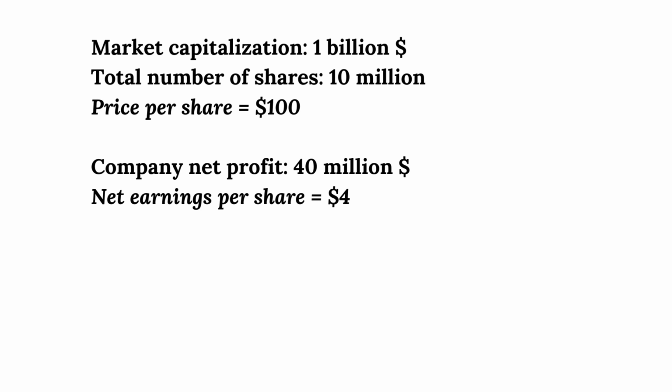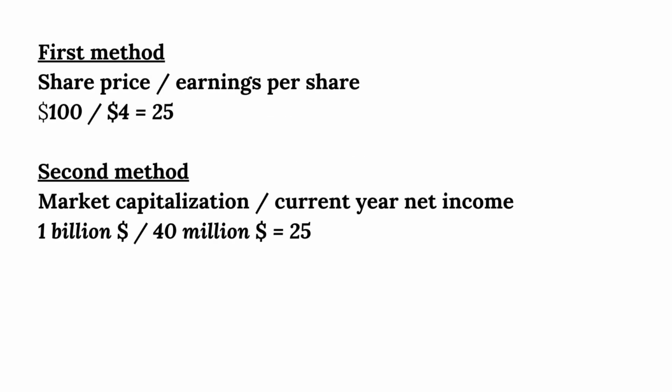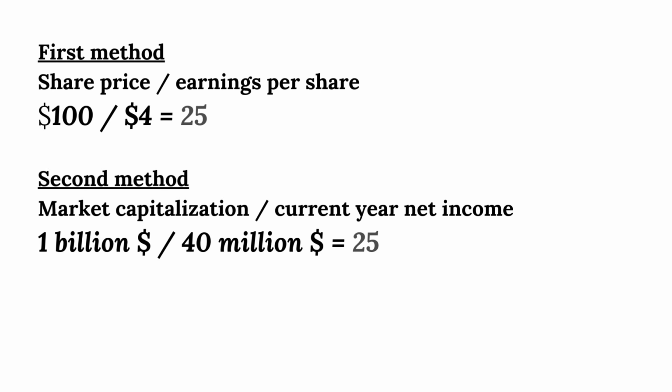These figures allow us to calculate this company's PE using two methods. First method: share price divided by earnings per share. Second method: also obtained by dividing market capitalization by net income for the current year. The company is therefore worth 25 times its estimated profit for this year, reflecting the earnings growth expected by the stock market.